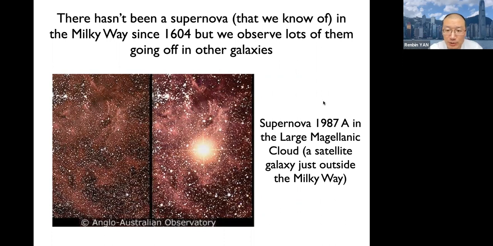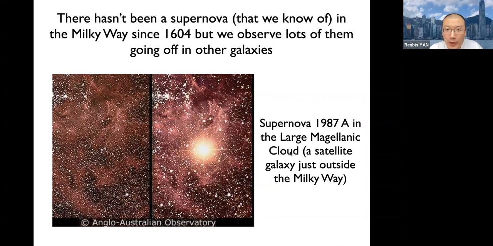And we observed one of these supernova in the Large Magellanic Cloud, which is a small satellite galaxy just outside the Milky Way, in the year 1987. In February 1987, in the southern sky, a star all of a sudden brightens up to be visible almost to the naked eye. It's a supernova that exploded. It's a massive star that reaches its end of life in the galaxy called Large Magellanic Cloud.